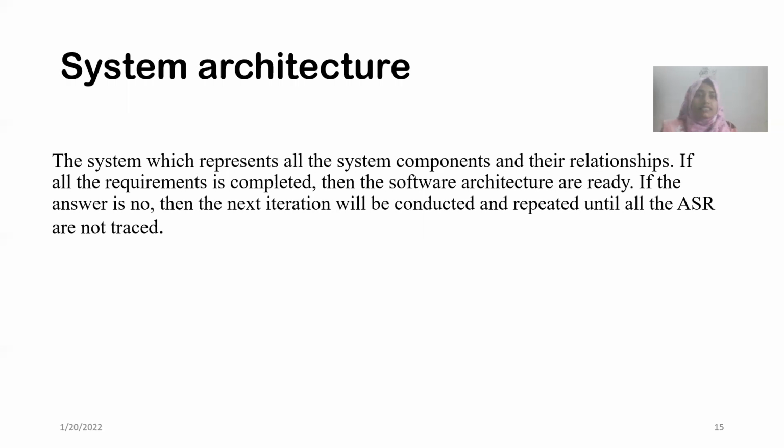Then the last step is system architecture. The system represents all the system components and their relationships. If all the requirements are completed, then our software architecture is ready. If the answer is no, then we go to the next iteration and find our new ASR process.